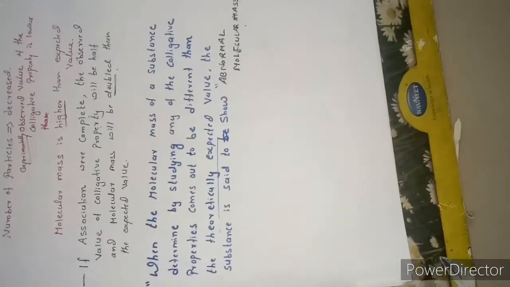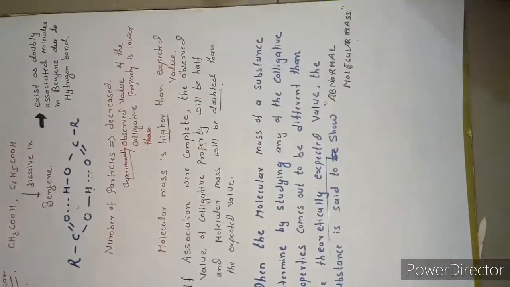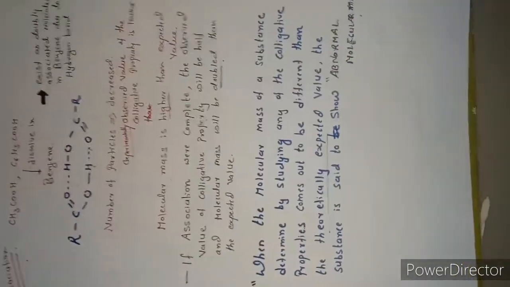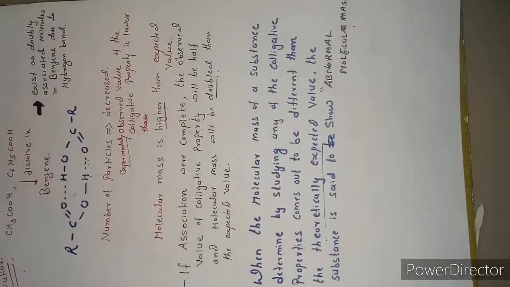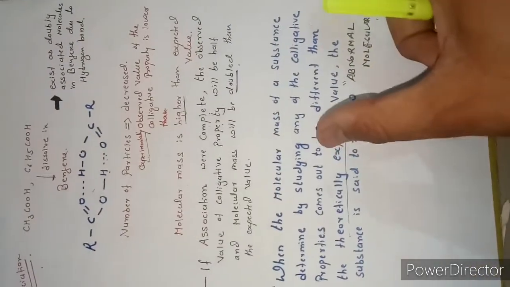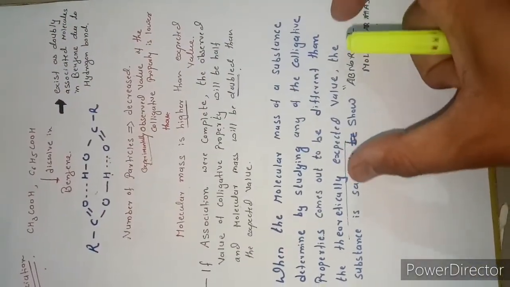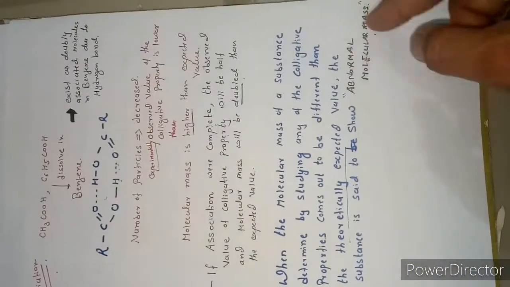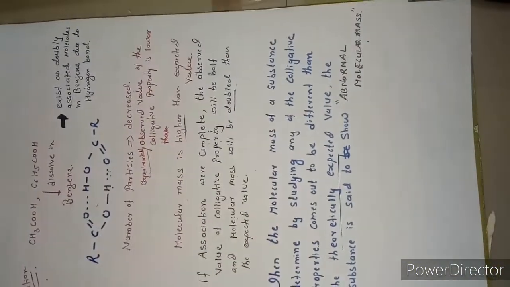So keep in mind that the colligative properties are relative lowering of vapor pressure, elevation in boiling point, depression in freezing point, and the osmotic pressure. So we are talking about all the 4 colligative properties depending on the theoretical expected values. So it is known as abnormal molar masses.